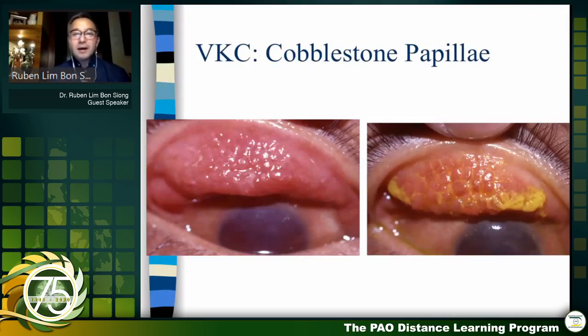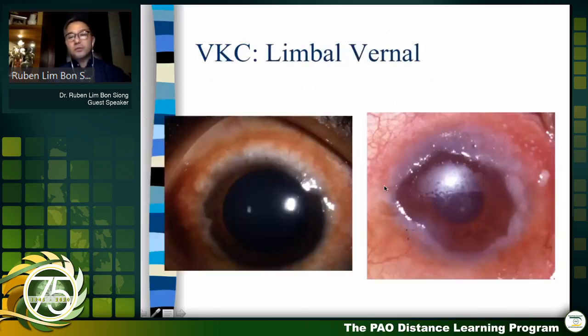Of course, VKC, the profile is almost characteristic: a prepubertal male, usually. Out of 100, about 75% will be male. If you flip the upper lid, well and good. If they come in and you flip the upper lid, that's it. These are almost the most classic signs of vernal keratoconjunctivitis. Of course, it can also appear as limbal vernal, with the papillae more prominent at the limbal area.